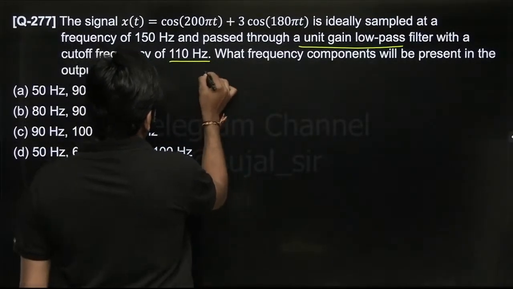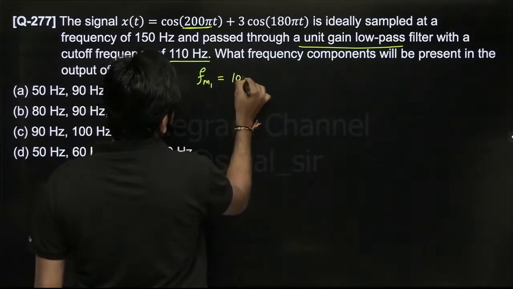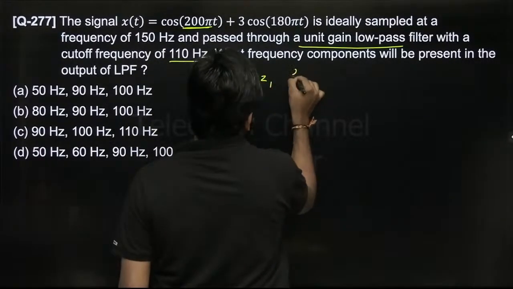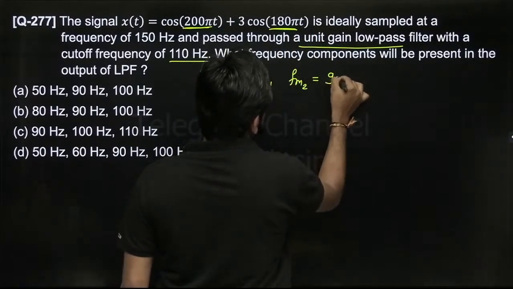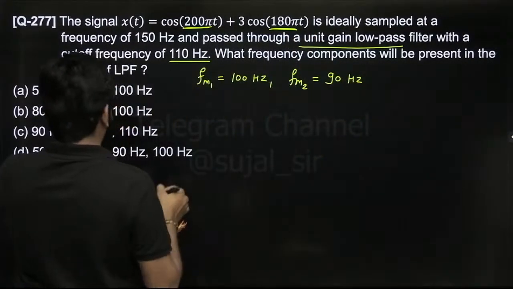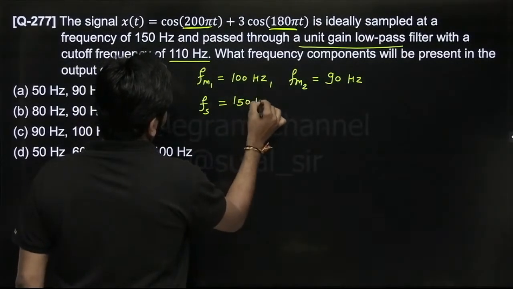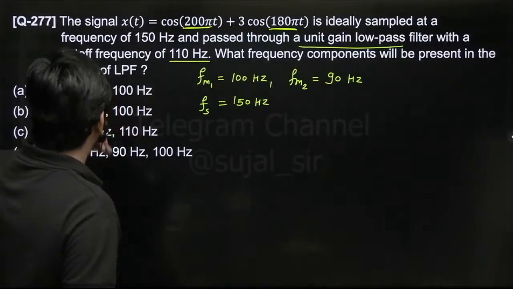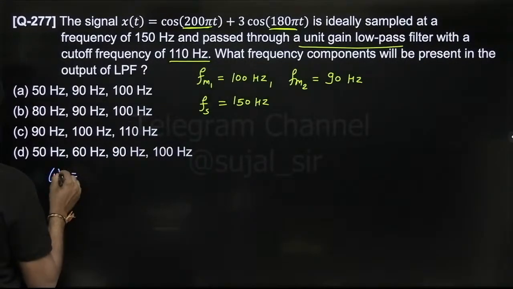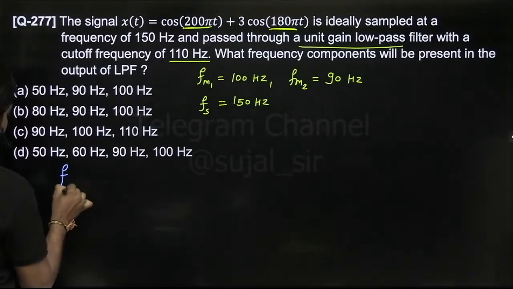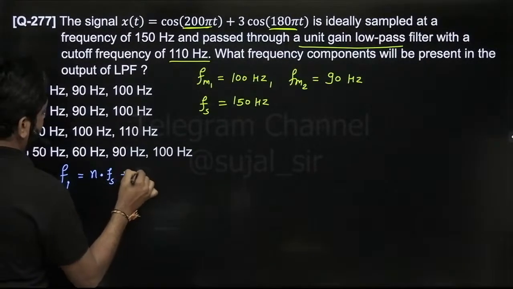Okay. First of all, Fm1 corresponds to this one, that is 100 Hz, and Fm2 corresponds to this one, that is 90 Hz. Now let us observe the sampling frequency. The sampling frequency is 150 Hz. So what will be the input frequency to the low pass filter? In Hertz, Fi equals n into Fs plus or minus Fm.